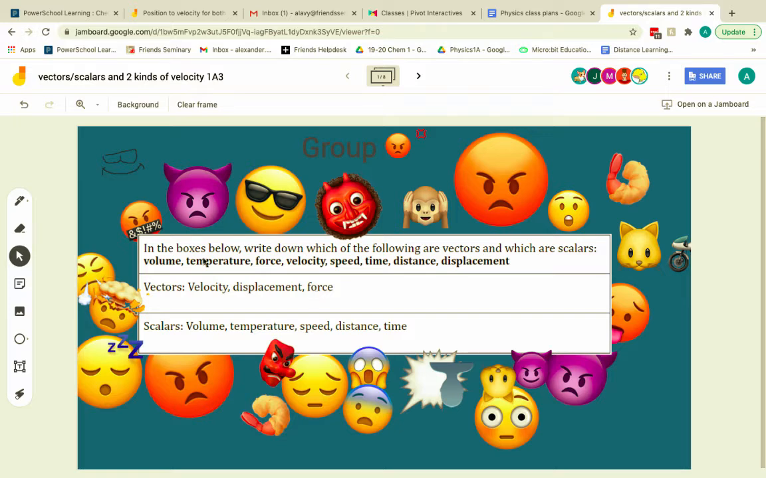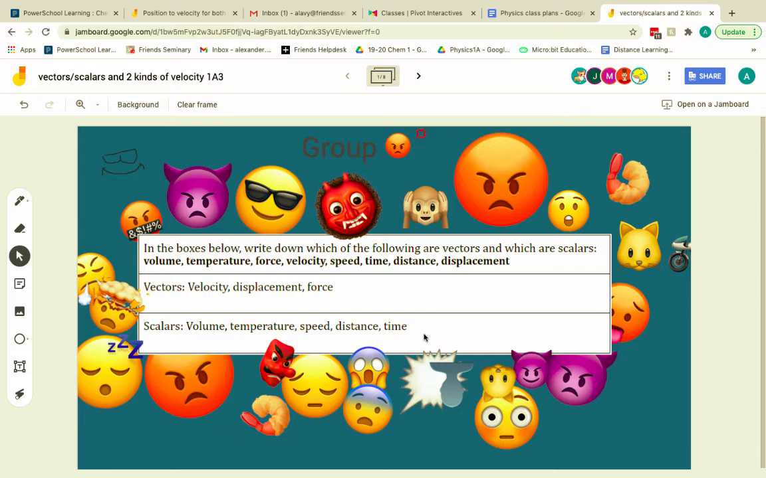We already talked about velocity and displacement, right? Because they have to have a direction, but force as well. You can't push an object without pushing it in a direction. And you can't really give a direction to volume, temperature, speed, distance, or time. You might say, well, can the temperature go up? Yeah, but really it only metaphorically goes up. It doesn't actually move in a direction, right?